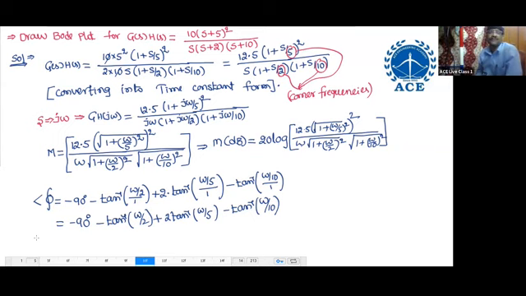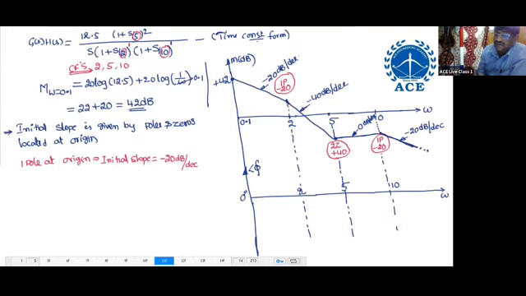99.99% you observe the previous GATE questions. They are asking only the magnitude plot, or they are giving the magnitude plot and asking for the transfer function. So the phase plot generally they don't ask. In case they ask it, just the shape of the plot is important.